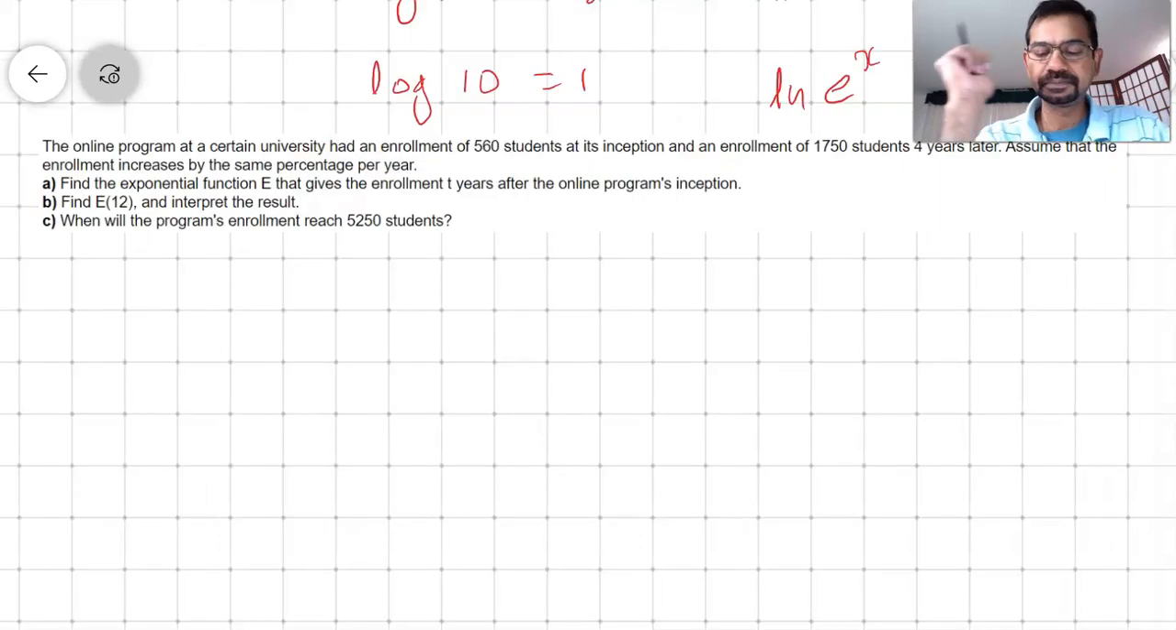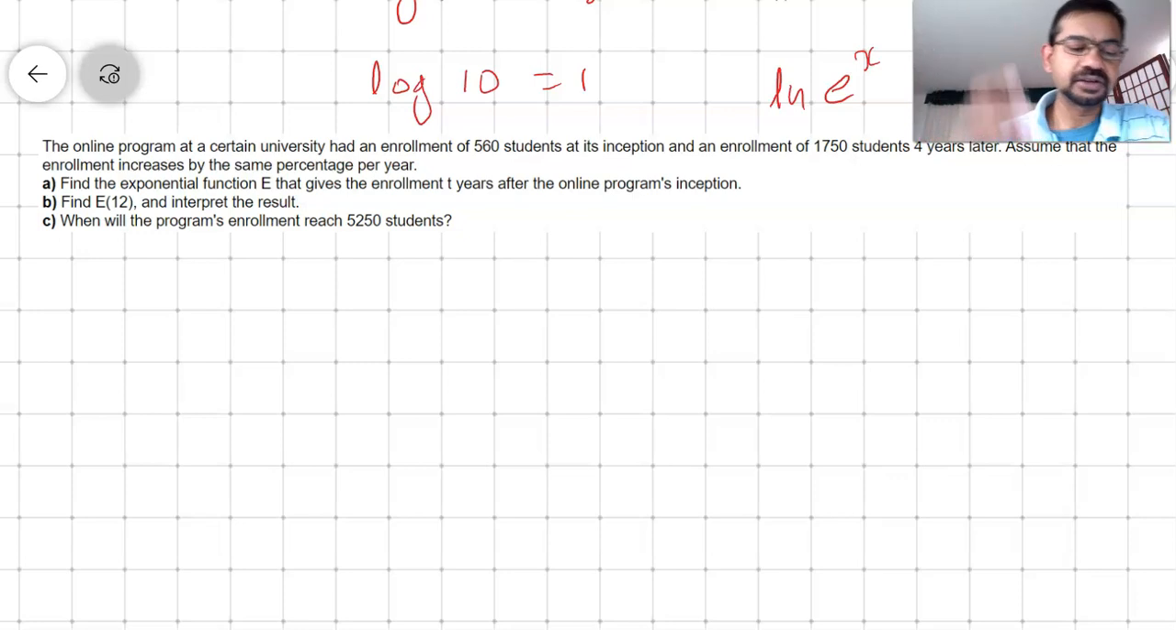application questions. So this problem says that an online program at a certain university started with 560 students, and that it has grown to the level where it has reached 1,750 students. And we're also given the time frame. What we're not told is at what rate did this program grow. So we have to basically find an exponential function that's going to give enrollment as a function of time. Now we know that there is an exponential growth going on. The question says exponential function.